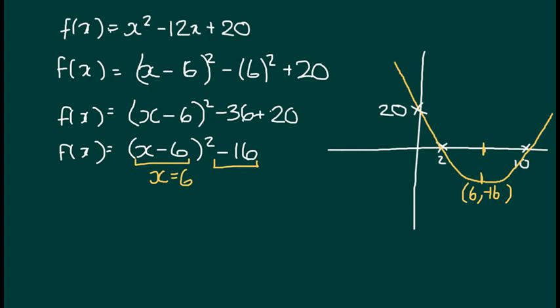Now, incidentally, if I was to solve this equation equal to 0, bonus fact, I would get the same 2 roots that I had before, because obviously solving any function equal to 0 will give you where it crosses the x-axis. So it should come out as 2 and 10. Done.